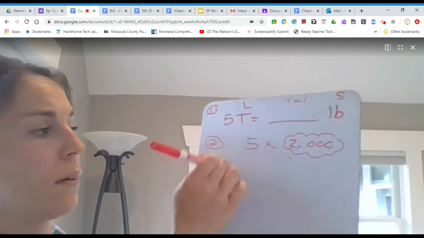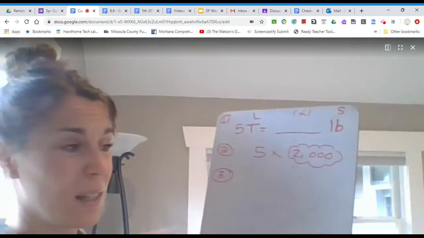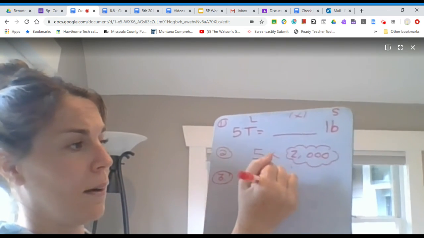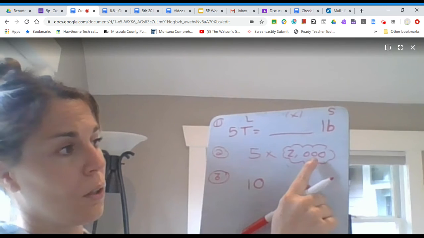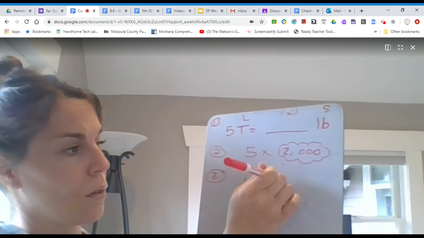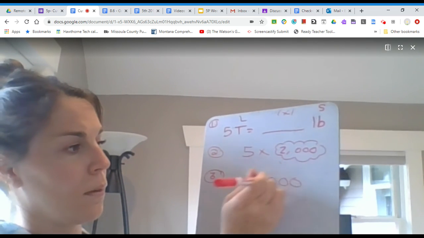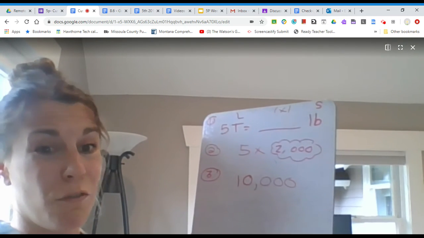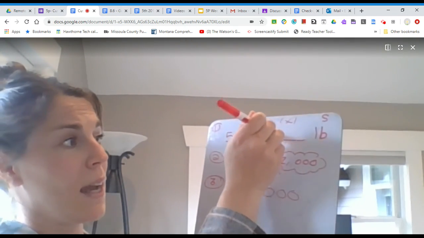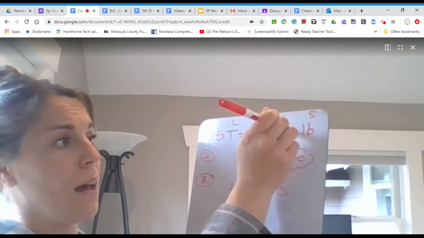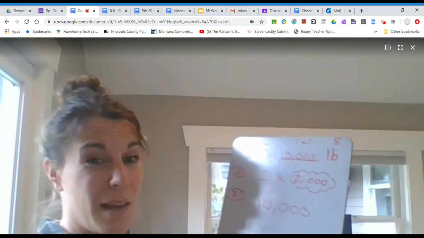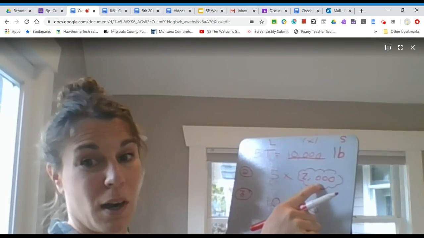And now to solve this, you guys can do this one mentally. 5 times 2 is 10. And then I have 1, 2, 3 zeros. Put in my comma. Make sure you guys are putting in your comma. So 5 tons is the same as 10,000 pounds.